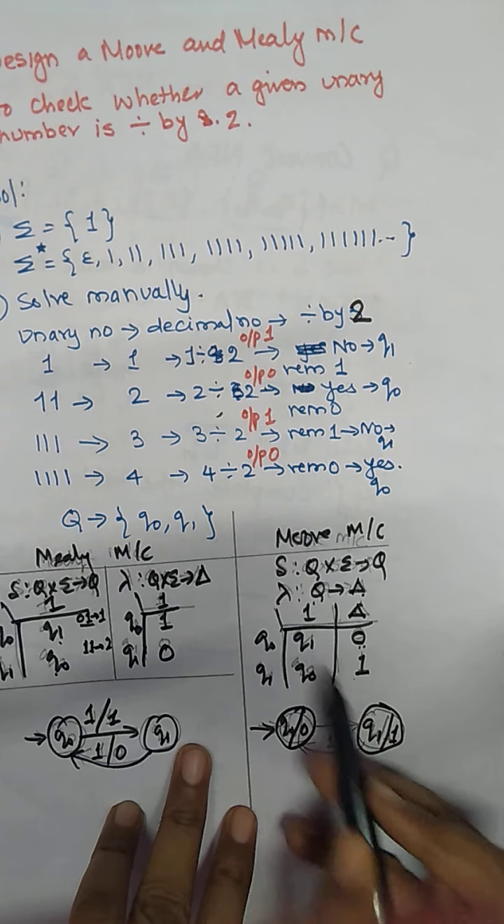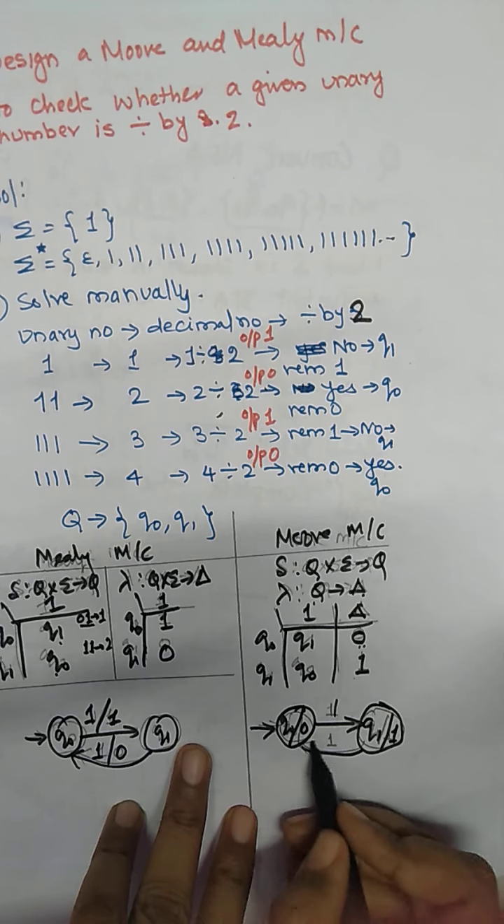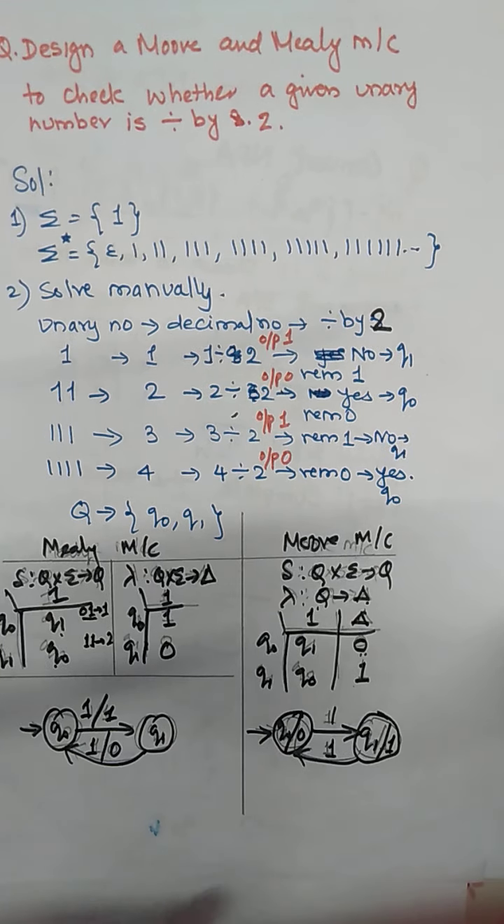So Q0 on 1 goes to Q1. Q1 on 1 goes to Q0. So this is how we have found out the Moore and Mealy machine for the unary number divisible by 2.